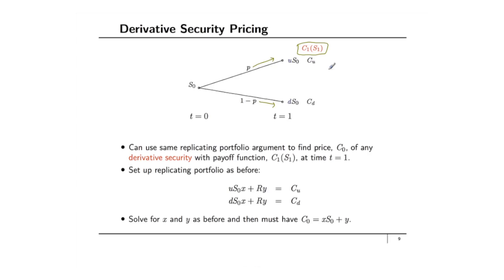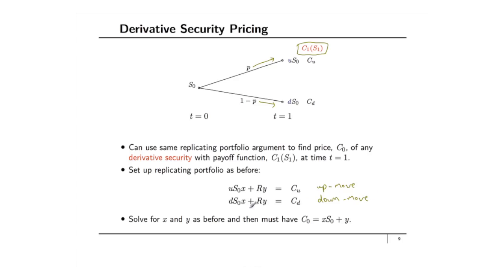How do we do that? Well, we purchase x units of the stock, and we invest y dollars in the cash account. Or if you like, we purchase y units of the cash account, assuming the cash account is worth $1 at t equals 0. So, what we do is we set up our two equations and two unknowns. This is the payoff of the derivative security in the event of an up move here on the right hand side. And this is the payoff of the derivative security in the case of a down move. And these are at t equals 1.